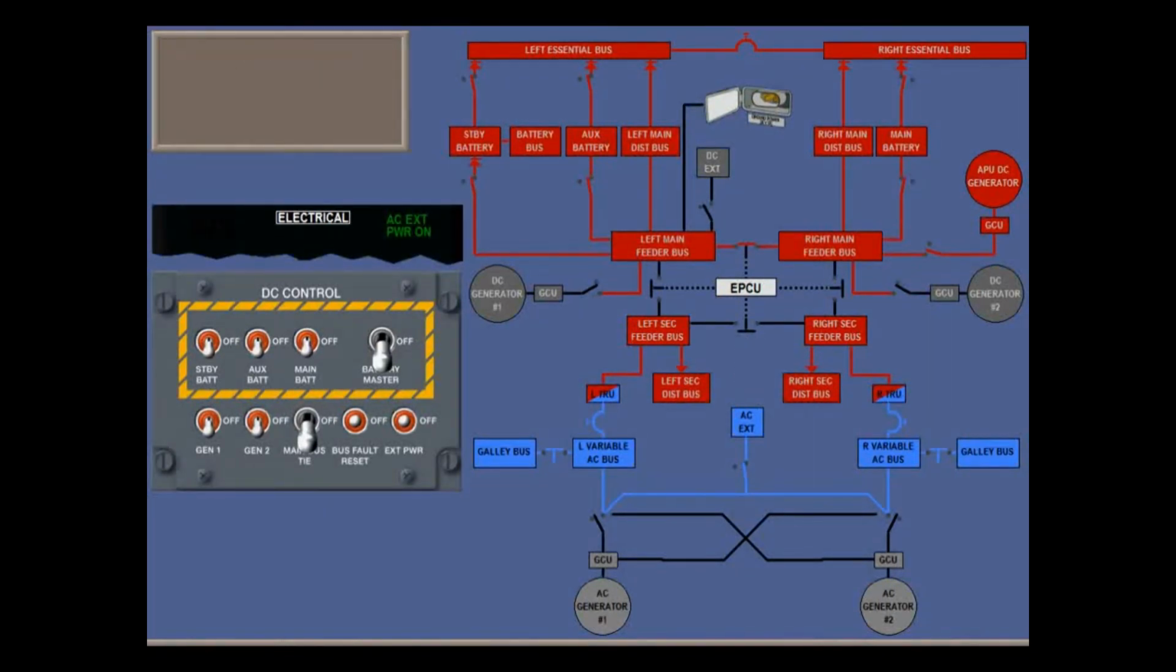To show the relationship between the APU and DC external power, let's now add DC external power. Touch the DC external power switch. Once the EPCU validates it, you see the DC external power indicator on the MFD electrical page. External DC is now the main power source for the DC system, taking priority over the APU and disconnecting it.